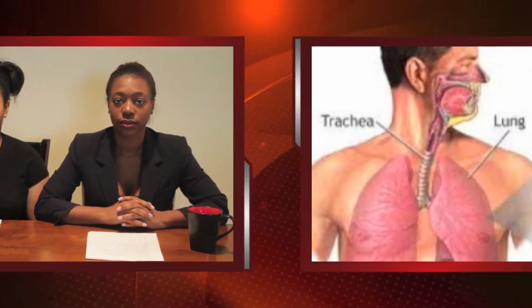Now we have polygenic disorders, which are controlled by several genes at once. Asthma is a disorder that causes the airways of the lungs to swell and narrow, which leads to wheezing, shortness of breath, and coughing.